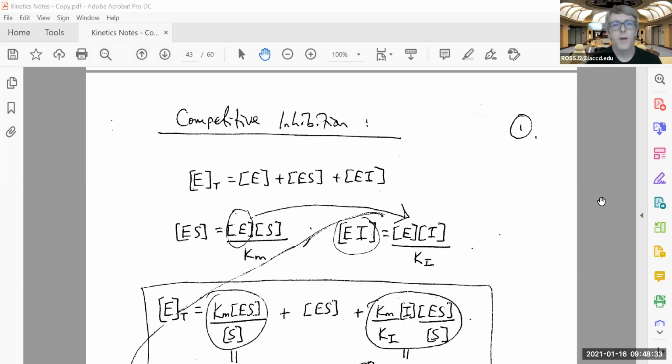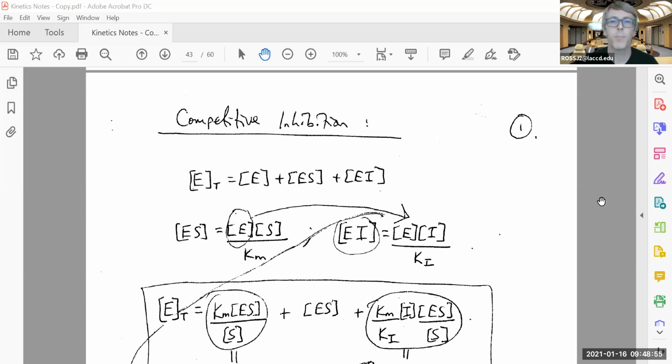In this kinetics video, we are going to look at Michaelis-Menten kinetics with two types of inhibition. First, we're going to look at competitive inhibition, and then we're going to look at non-competitive inhibition. Competitive inhibition is when another substrate mimic will compete with the substrate.